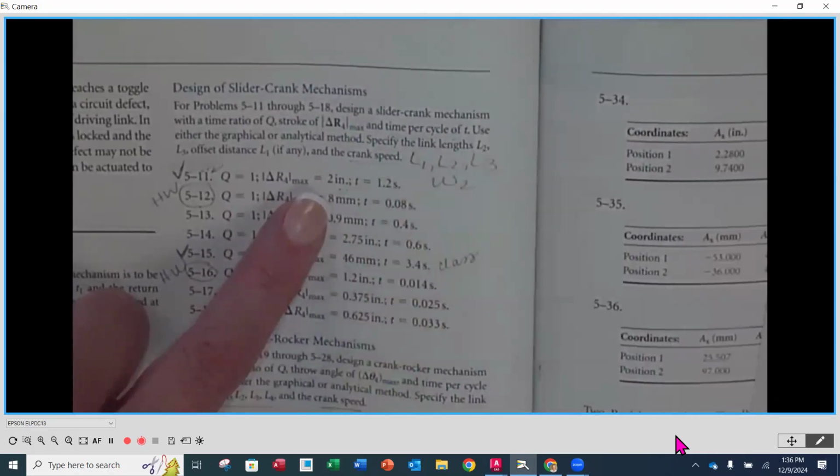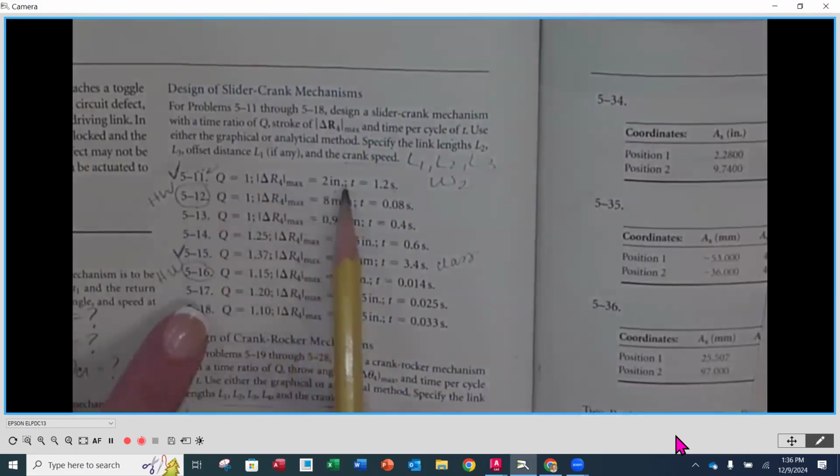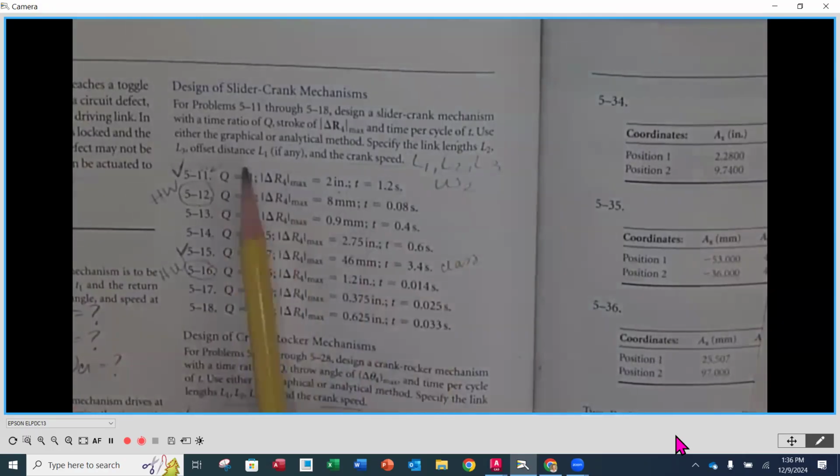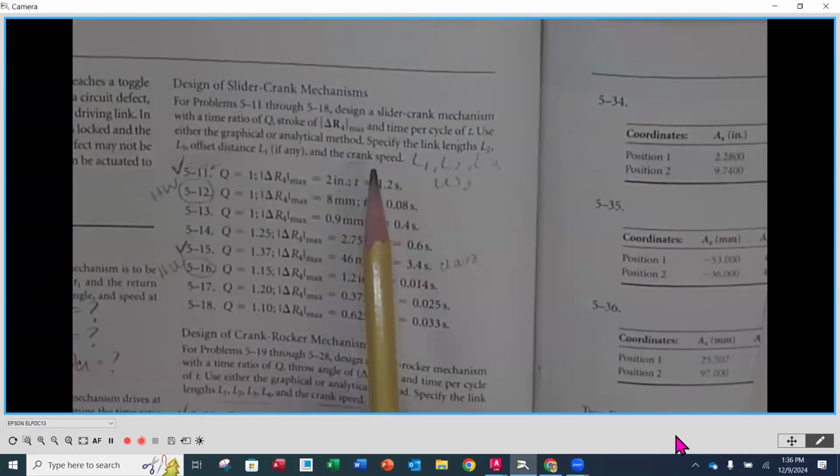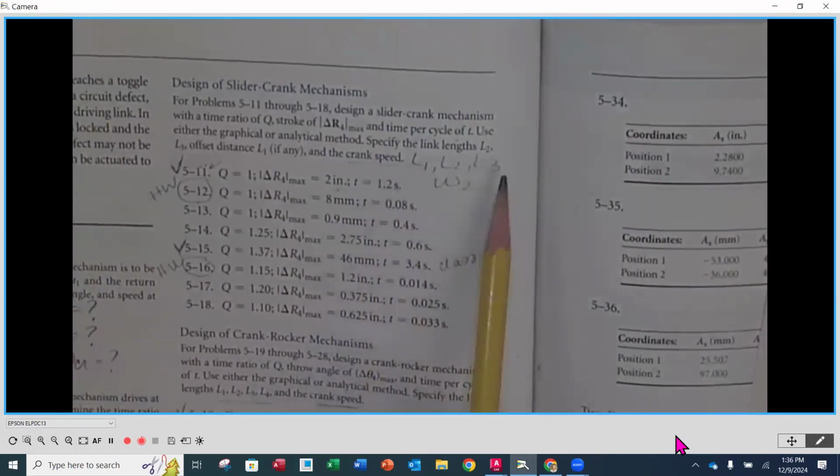For the stroke, which they identify as delta R, the stroke in this case is going to be 2 inches. And then the time per cycle. They wrote this a little different, which is kind of irritating, but they just put T. This is going to be our delta T cycle. It's going to be, in this case, 1.2 seconds. With those 3 variables given, they want us to graphically find the lengths of each one of the links. So we're going to find L1, L2, L3, and W2, the speed of the crank. I'm going to bring my paper over here.